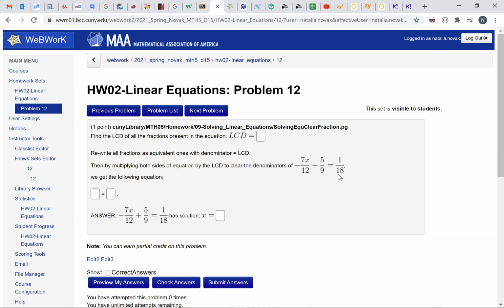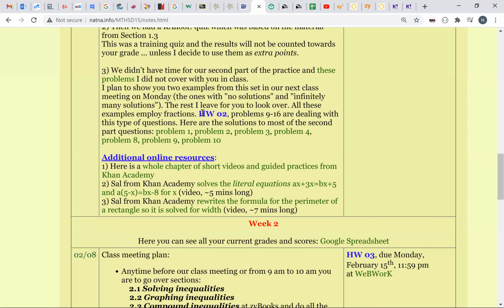And here is the hint. The goal here is to get rid of all these denominators. After you do that multiplication and simplify, you should no longer see the denominators. You should get a regular equation with whole numbers or integers. Now, if you do not remember how to multiply fractions, I gave you the link to the material on our website here.